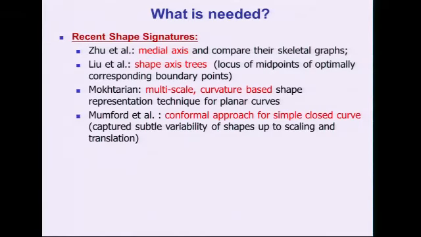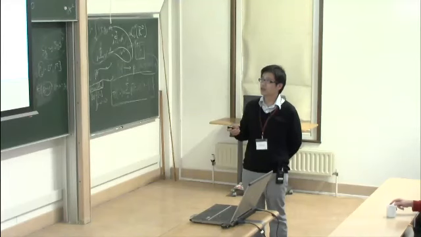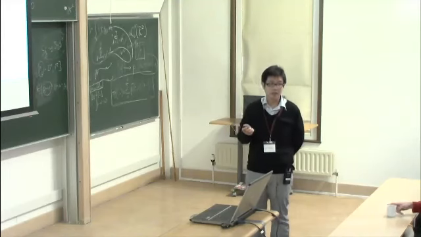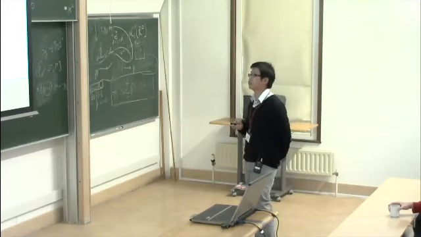As for a complete shape signature for a simple closed curve, Professor David Mumford, in his famous paper, used a conformal approach to represent a simple closed curve, which can capture subtle variability of shapes up to scaling and translation. It turns out that using the computational quasi-conformal geometry that we propose, we can extend Professor Mumford's approach into a multi-connected domain. So I'm going to talk about it.